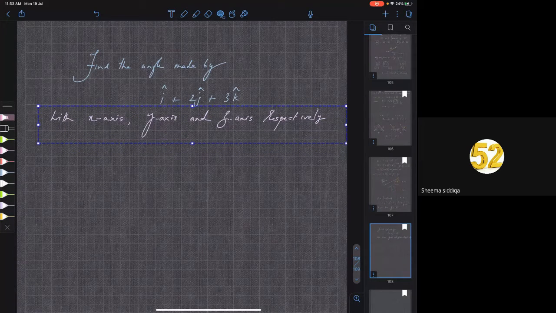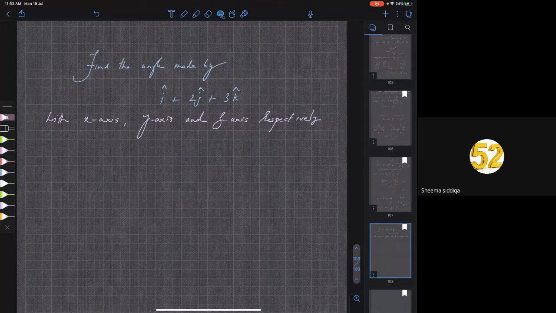Now how to do this problem? How to find the angle between two vectors? The dot product formula. So it is cos theta equals a bar dot b bar by magnitude of a bar into magnitude of b bar. Remember? This is how you find the angle between two vectors.